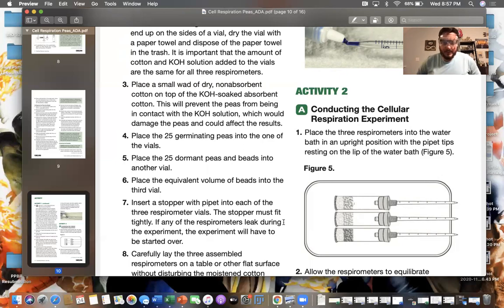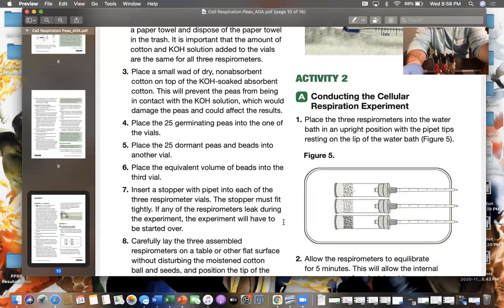So insert a stopper with a pipette into each of the vials. The stopper must fit snugly. Yep, so this one is going to, don't be afraid to kind of push. You'll notice with the germinating peas, they have the tails and that just takes up a lot more free space. But don't be afraid to push down a little. You need it to be snug. All right, so all three of our respirometers are good. Right, it'll look like something like that.